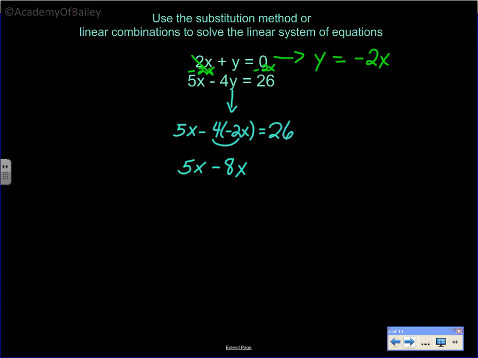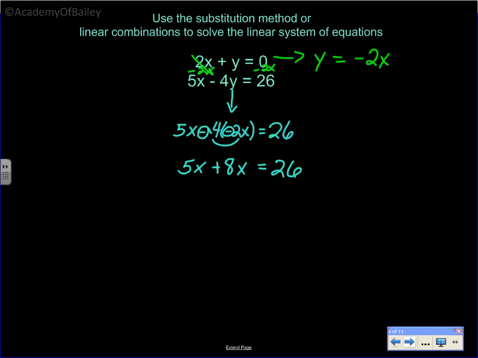And you might wonder why we can multiply negative 4 and negative 2x, because they're not like terms. Well, you have to work with like terms when you add and subtract, not when you multiply. When you multiply, you just multiply. You have to pay attention to the terms, but you don't have to have like terms to multiply. And I kind of messed up here. It's not 5x minus 8x. Remember, we have negative times a negative, so we get a positive. And that's equal to 26.